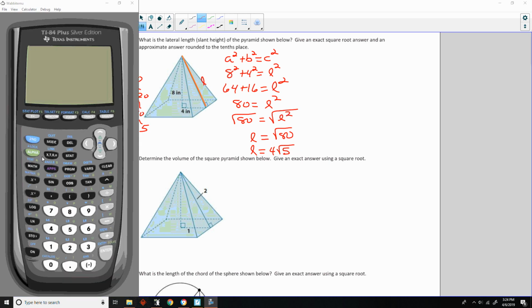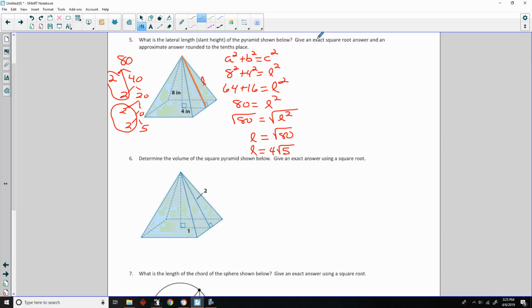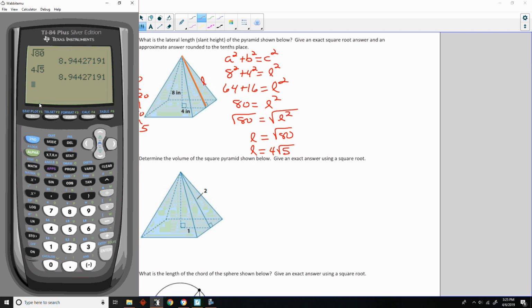Got my calculator here to show you that the square root of 80 is 8.944279191, and oops, let me put that back. And then if I take 4 times the square root of 5, I get the same answer. Okay? All right, so I found out. Give an exact square root answer and an approximate answer rounded to the 10th place. So there's our approximate answer. So L is approximately 8.9. The 4 does not round the 9 up because it's less than 5, so it's 8.9.